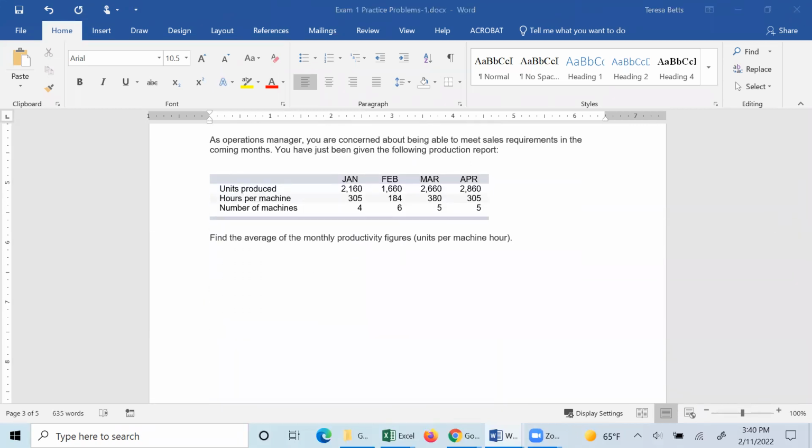All right, this is just like one that you did in your homework, right? And so basically you need to calculate the individual monthly productivities and then average them.